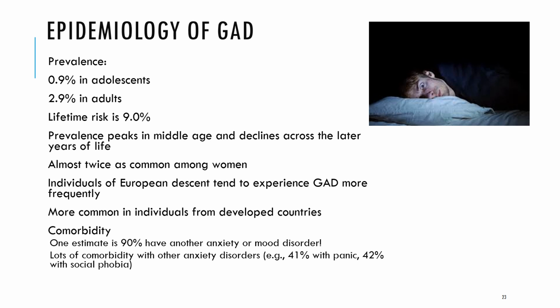And then comorbidity. So comorbidity with generalized anxiety disorder is huge. One estimate is that 90% have another anxiety or a mood disorder. And there's lots of comorbidity with other anxiety disorders. 41% with panic, 42% with social phobia. So odds are if you have generalized anxiety disorder, you probably have another form of anxiety disorder as well.